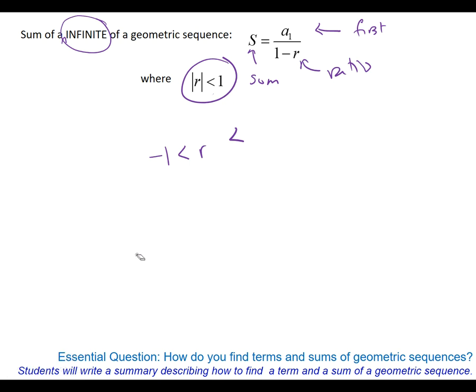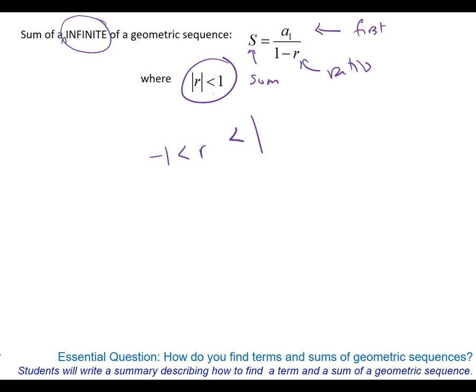between -1 and 1. That's the only time when we can add up an infinite sequence. And the ratio is basically studied as a pretty small number. If we're outside of that, not possible. We'll go on.